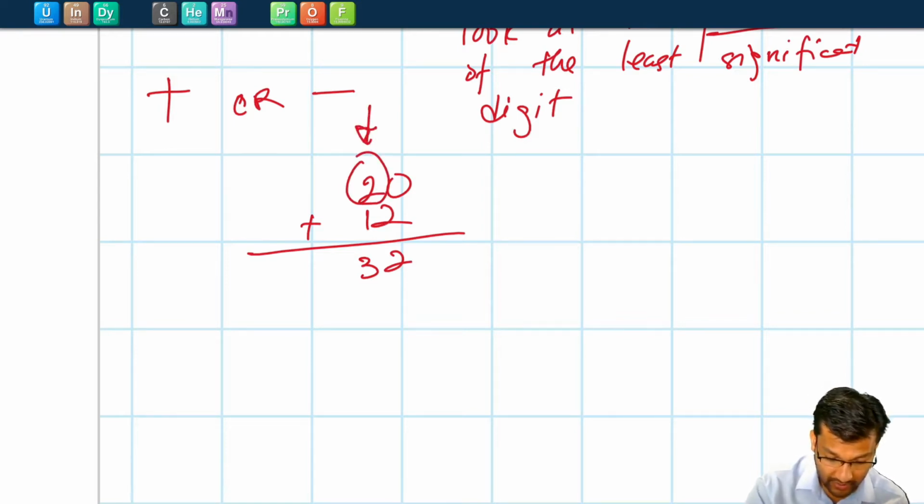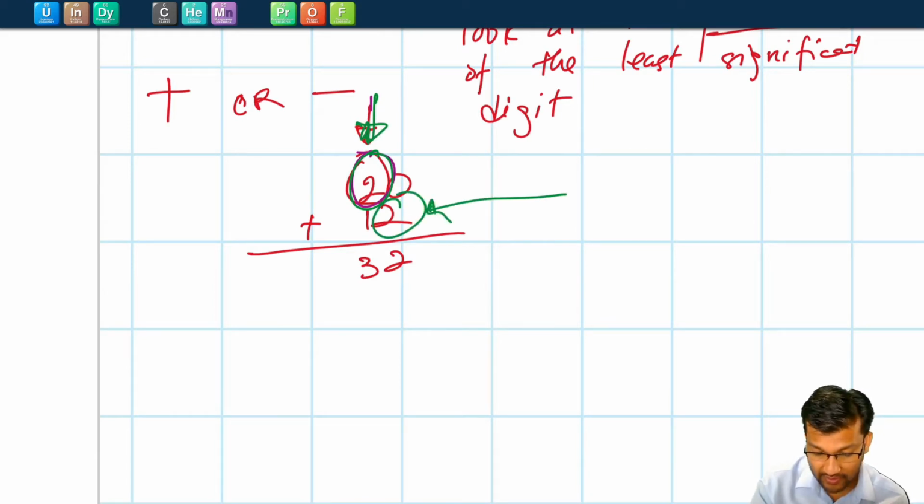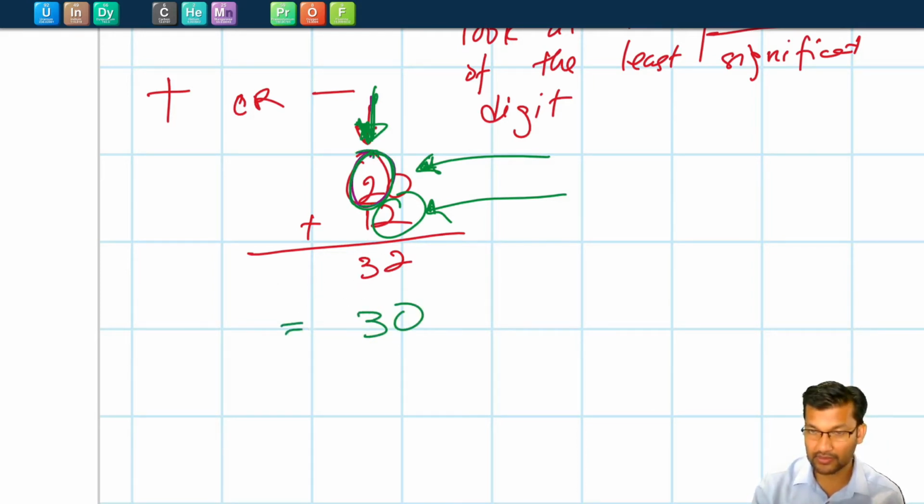But in this example, our least significant digit is in the tens position for this number. Here it's in the ones position. So our answer really should be no more precise than our least precise number, in this case, our 20. So our answer should really be equal to 30 because of the position of the least significant digit in 20.